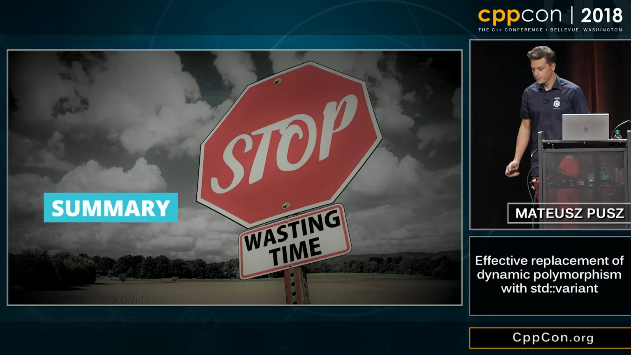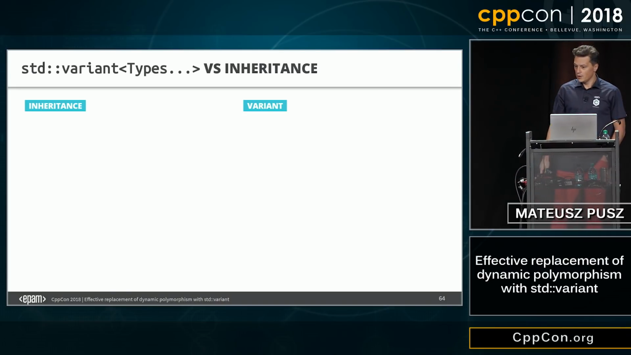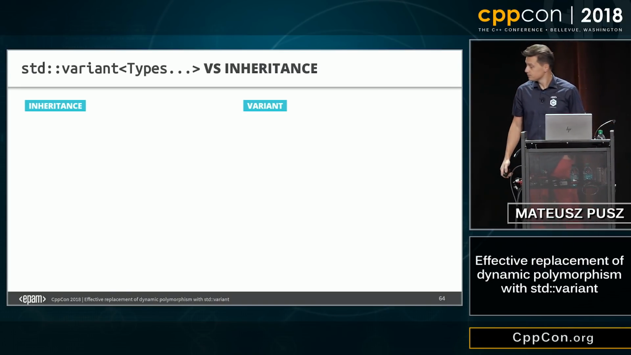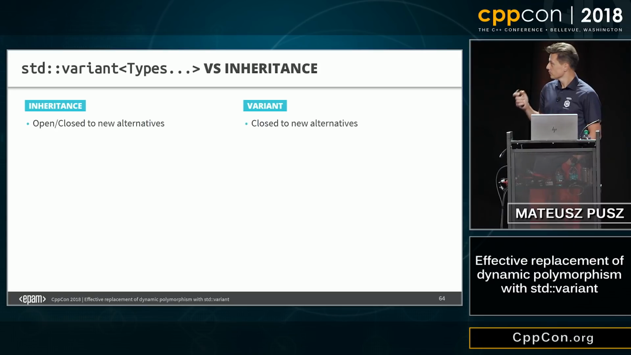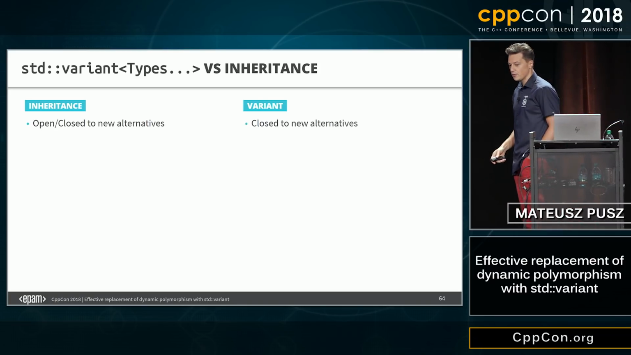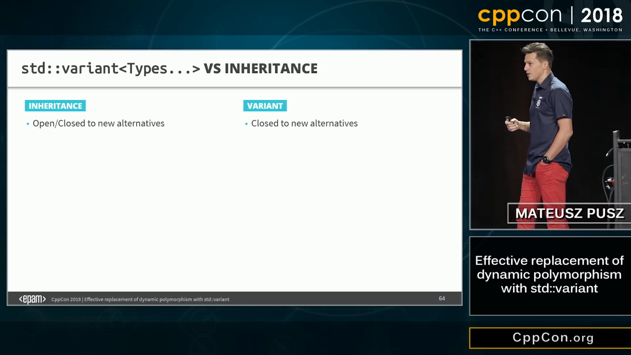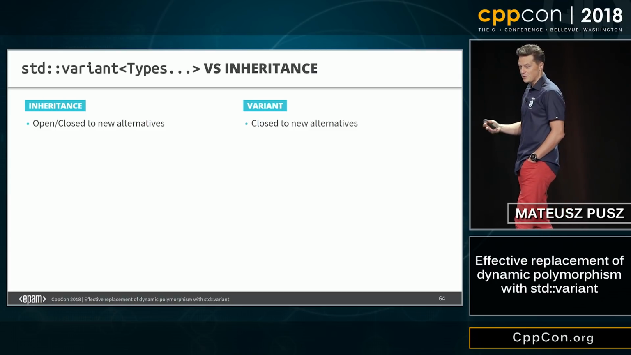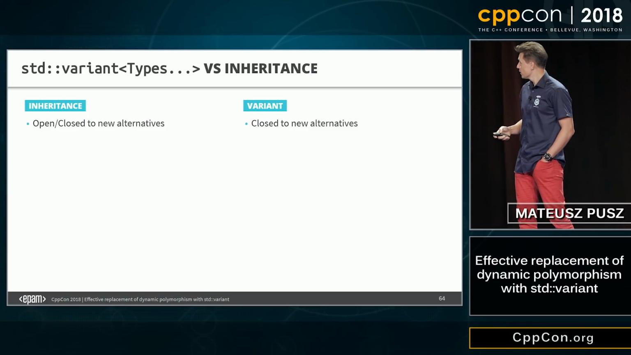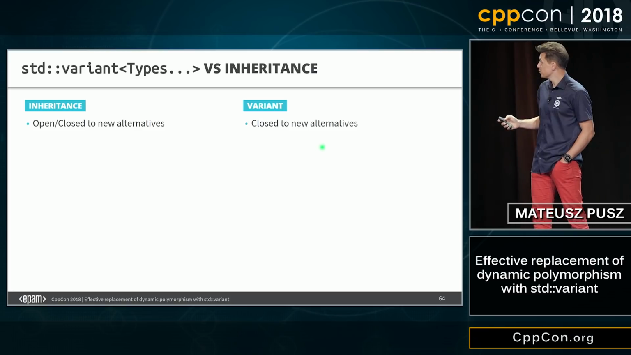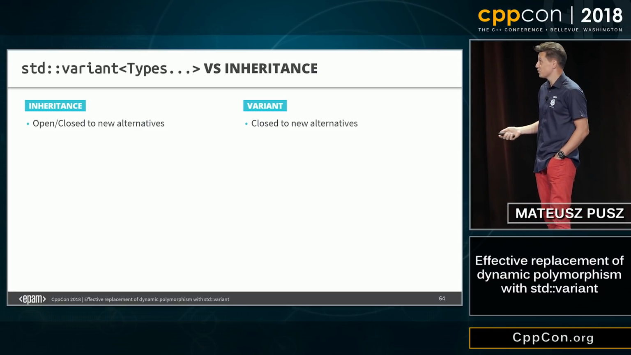So to summarize, variant versus inheritance. In case of inheritance, we are open in case of single dispatch and closed in case of double dispatch to new alternatives. In case of variant, we cannot add new states to the variant easily, but we could also add events if needed.